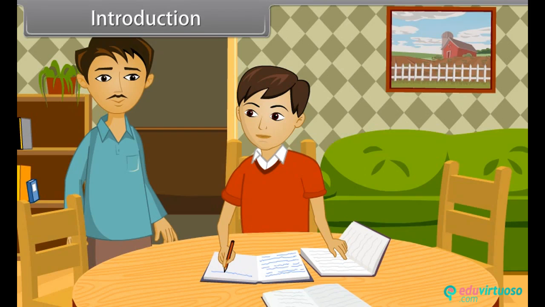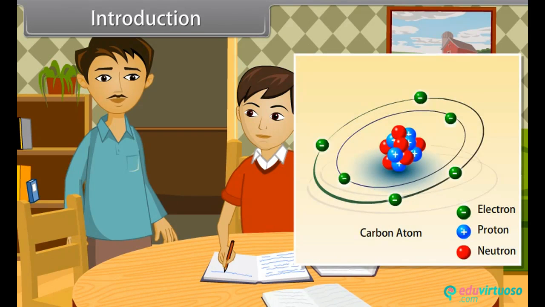Okay, Dad. What kind of materials are there in the atoms? Atoms consist of electrons, protons and neutrons, and a central core which is called the nucleus. It sounds interesting. Can you tell me more about it? Yes, Rohit. In this lesson, you will study the structure of atom.